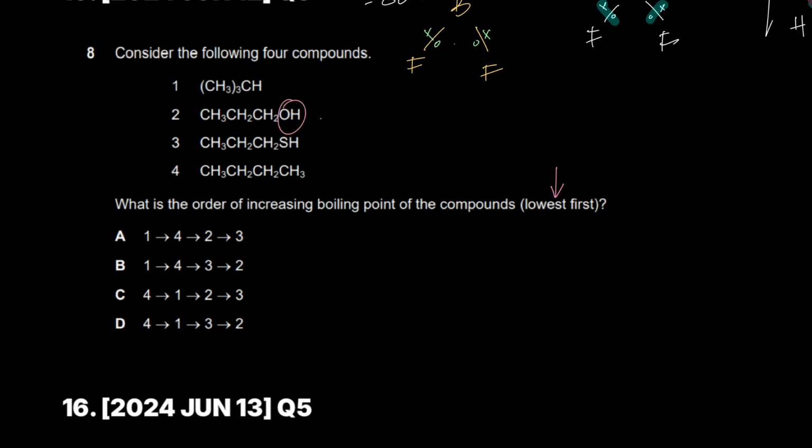The OH bit, this bit, because this would result in hydrogen bonding. O is directly bonded to H. And so if you take multiple molecules of this, it will be hydrogen bonding right here, right?